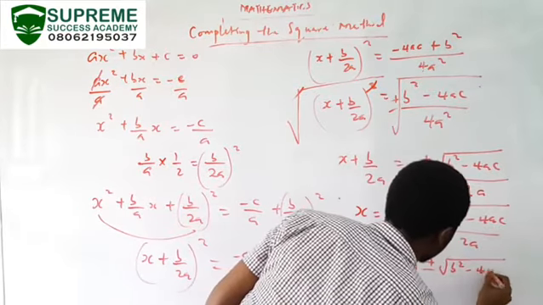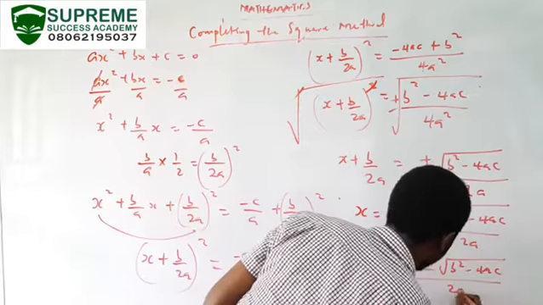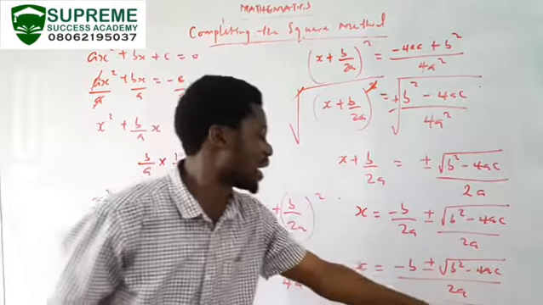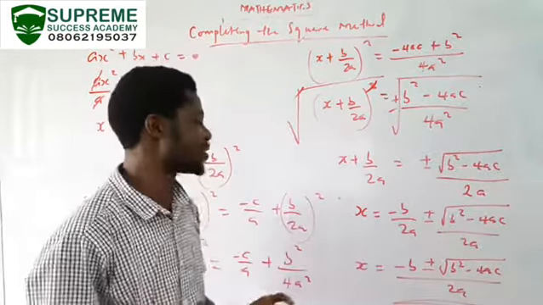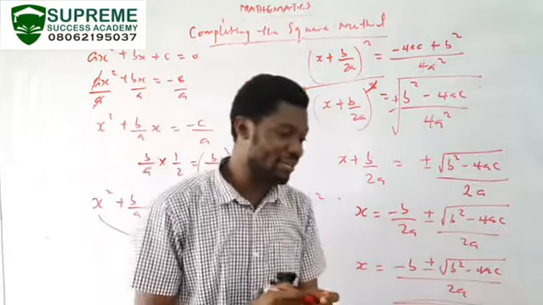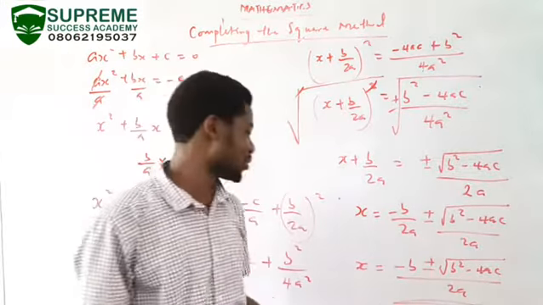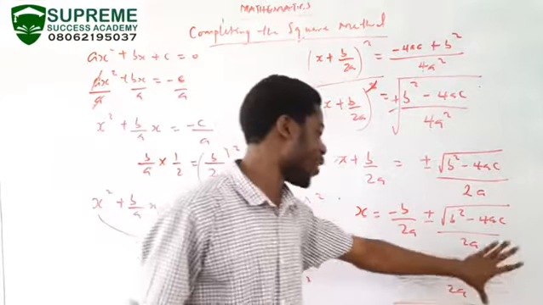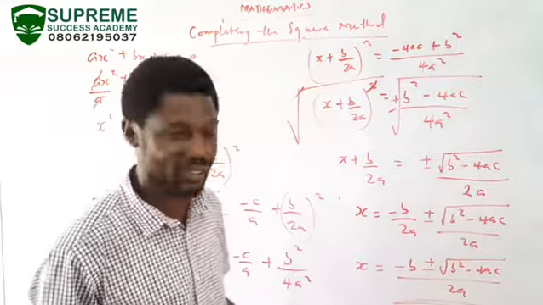B squared minus 4ac divided by what? 2a. This is your quadratic formula. Students usually call it the almighty formula, but I want to tell you that we have thousands of formulas in science, so I don't know why people attach almighty to this formula. It's just a formula. Please take note of that.